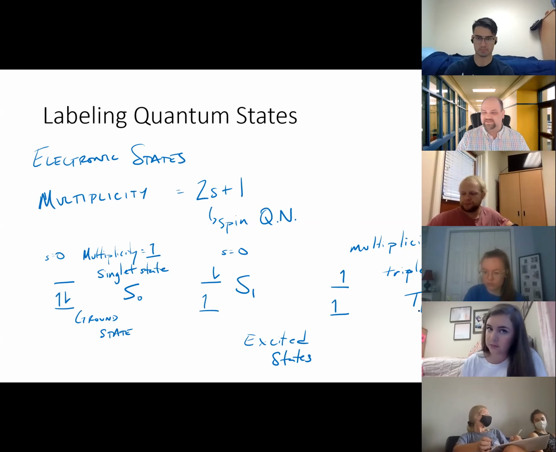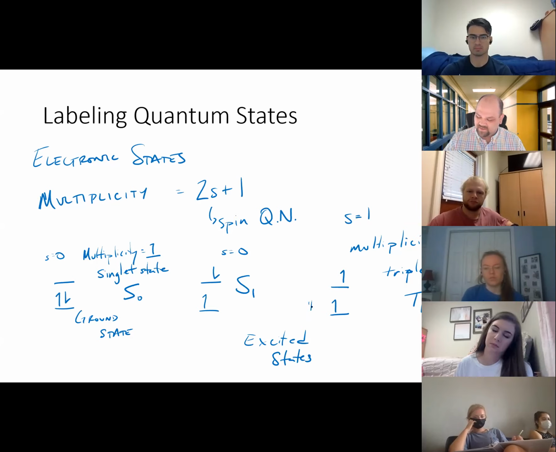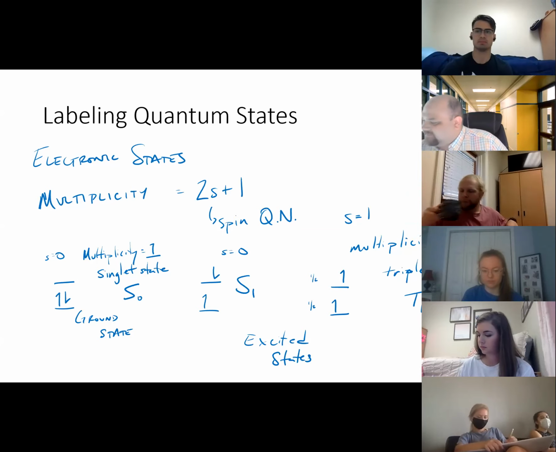Dr. Davis, what's the S value on the triplet state? Yeah, so here, S is 1 because we have plus a half for the bottom electron and plus a half for the top electron. They don't cancel out. Okay, thank you. Yep.